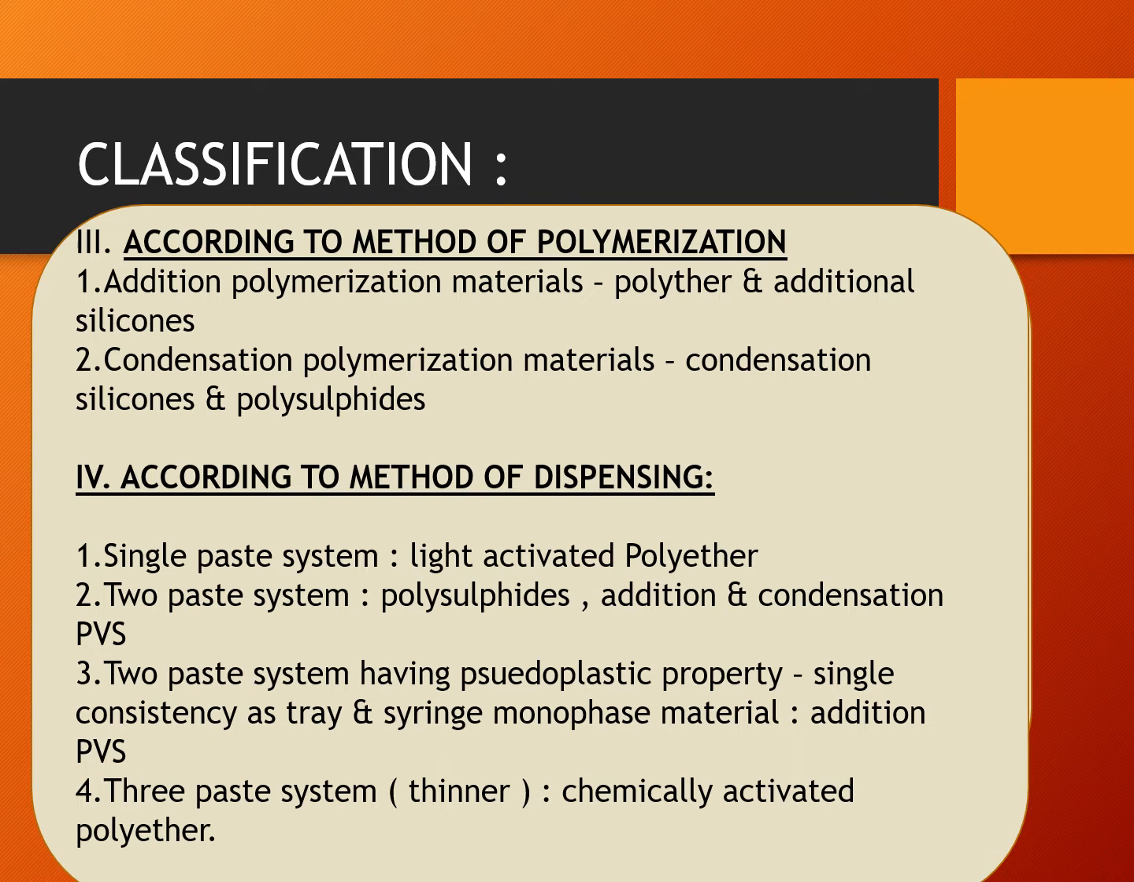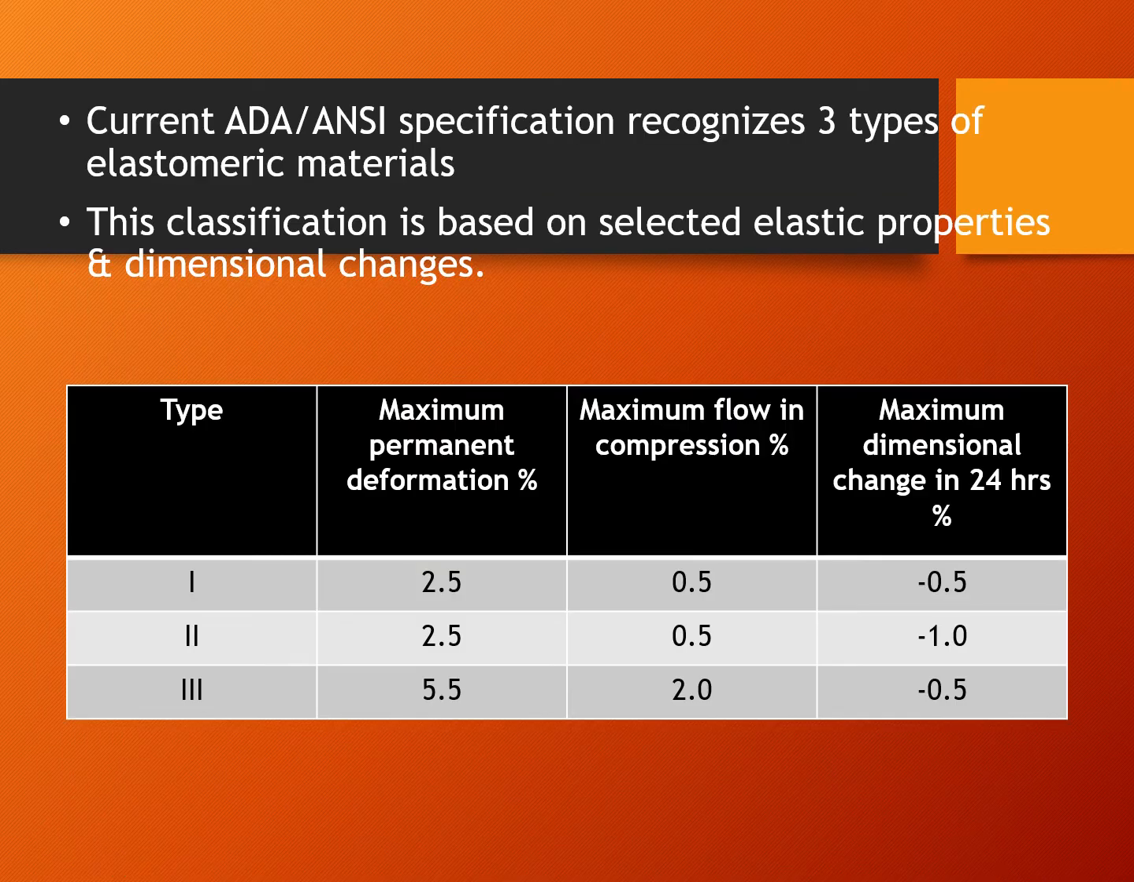And finally, according to the method of dispensing, it can be classified as single phase system, two-phase system with pseudoplastic property, and three-phase system. Again, the current ADA specification recognizes three types of elastomeric materials, and this classification is based on their selected elastic properties and dimensional changes. So they can be classified as type 1, type 2 and type 3 based on their maximum permanent deformation, maximum flow in compression, and maximum dimensional change that's happening in 24 hours.